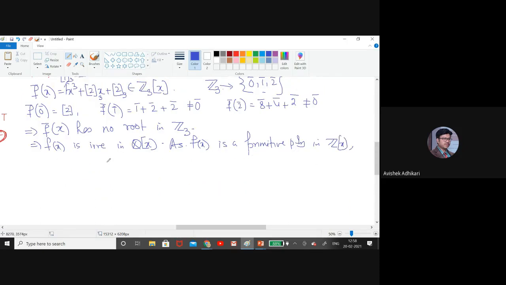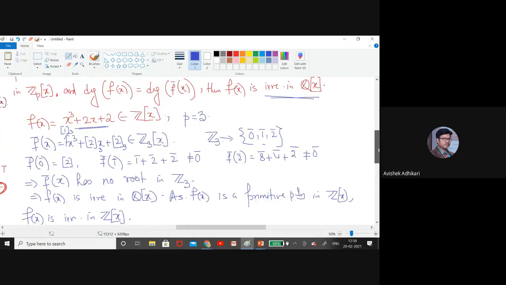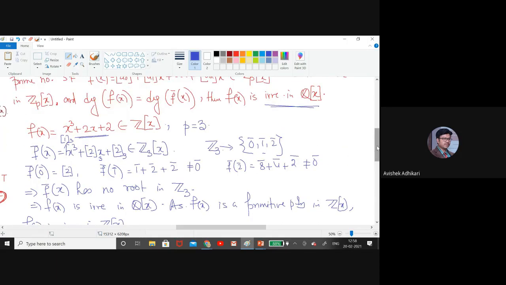f(x) is irreducible in Z[x] as well. Okay. So you can use this theorem very easily by choosing p to be 3.